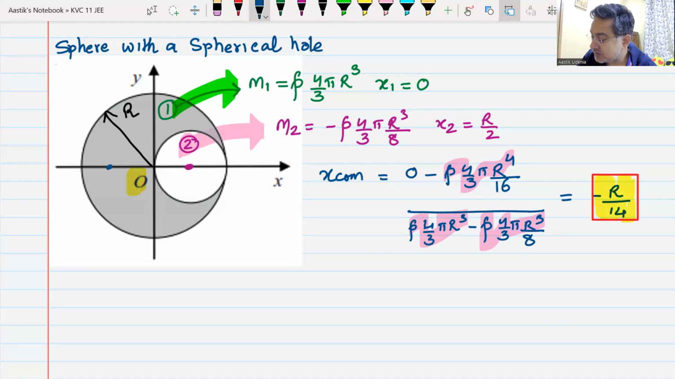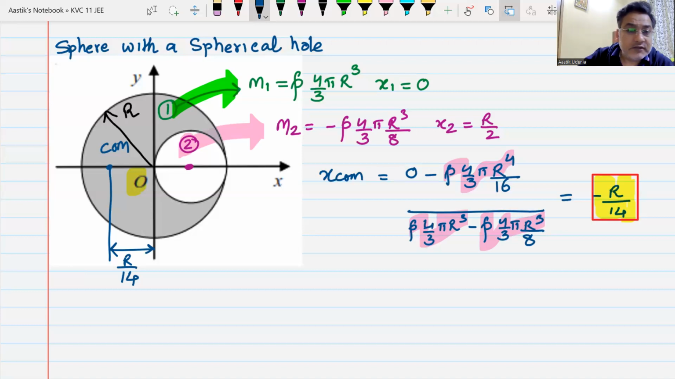The center of mass shifts on this side and the distance is r by 14. Do we understand how this is done? So any question that comes in this type can be done in this way.